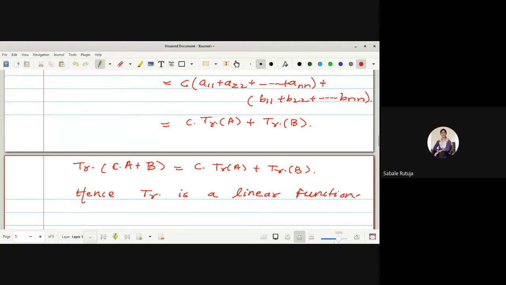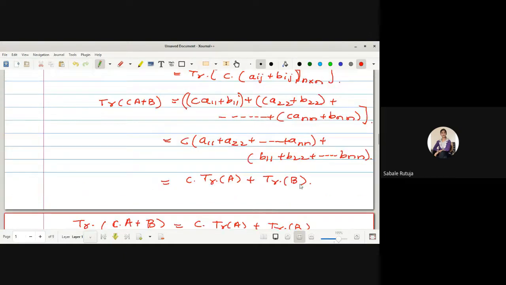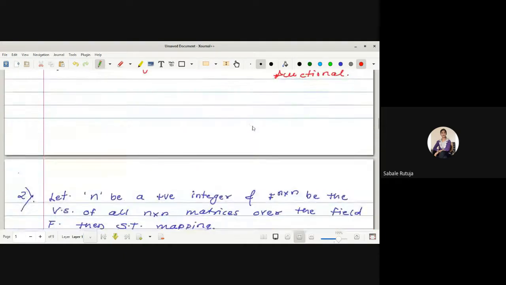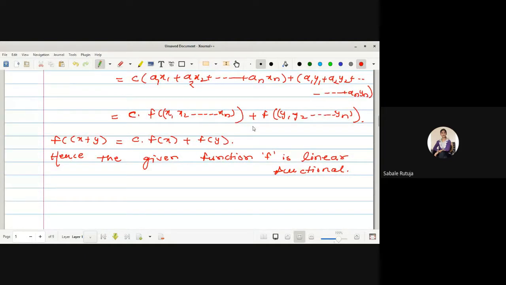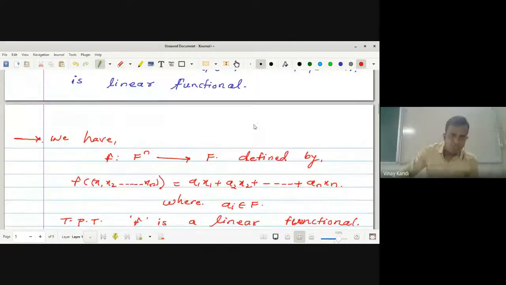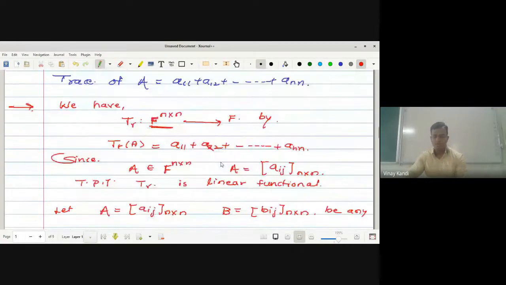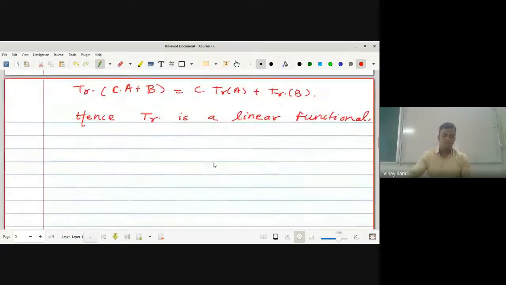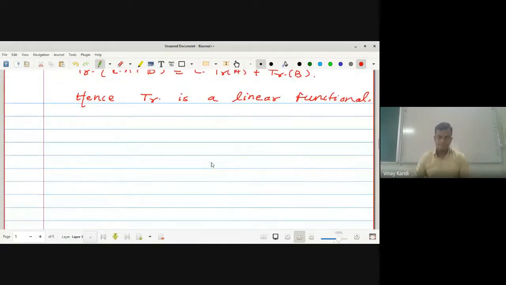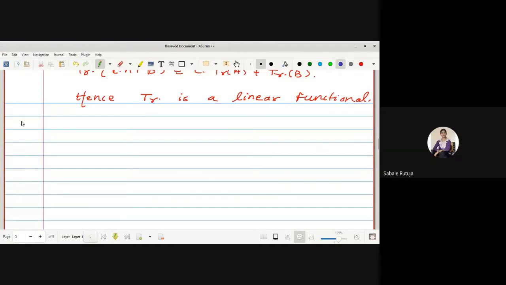No, sir. Okay, these are some basic concepts and some basic examples. Now we will see the next definition, which is dual space. Dual and double dual, and some theorems on it. Any doubt up to here? No, sir. Next definition is dual space.